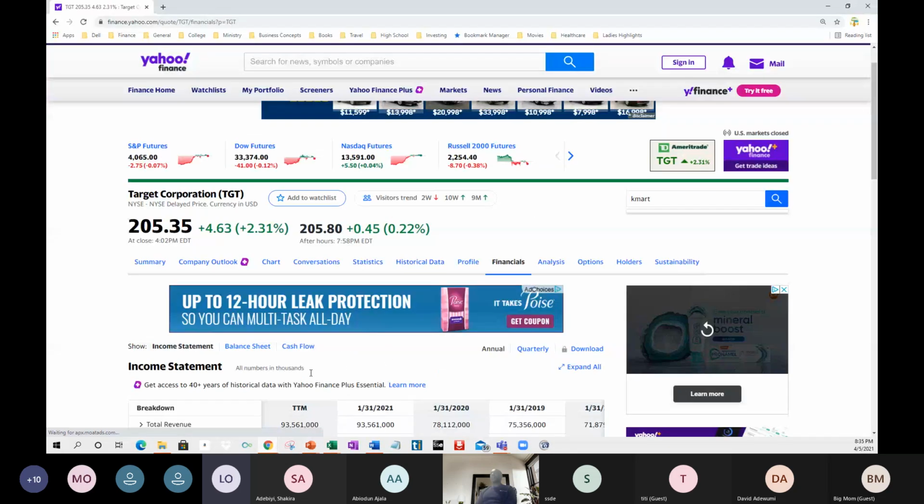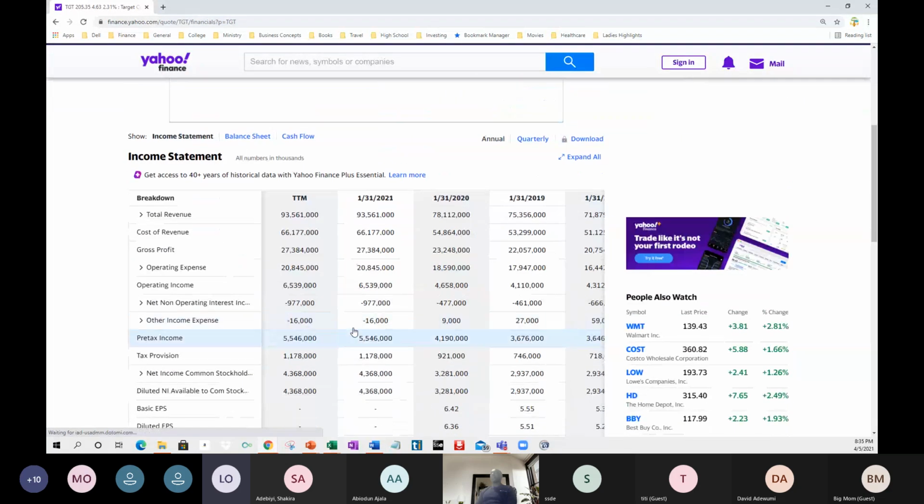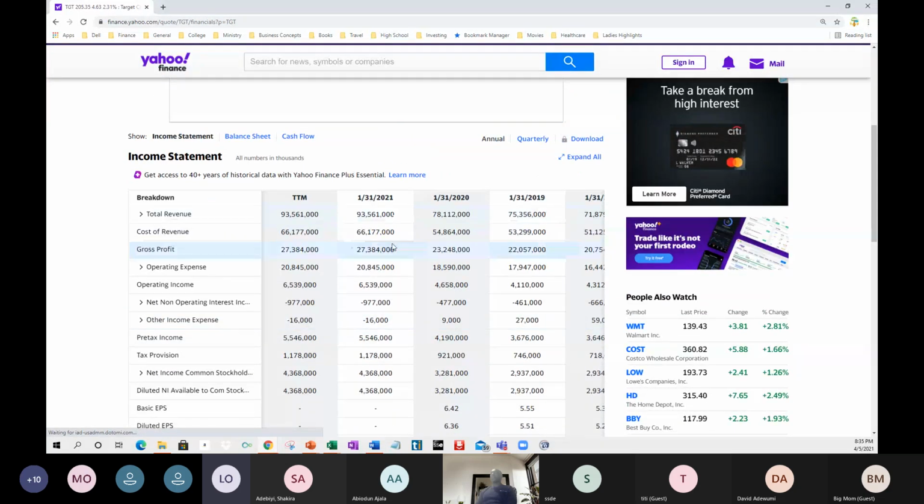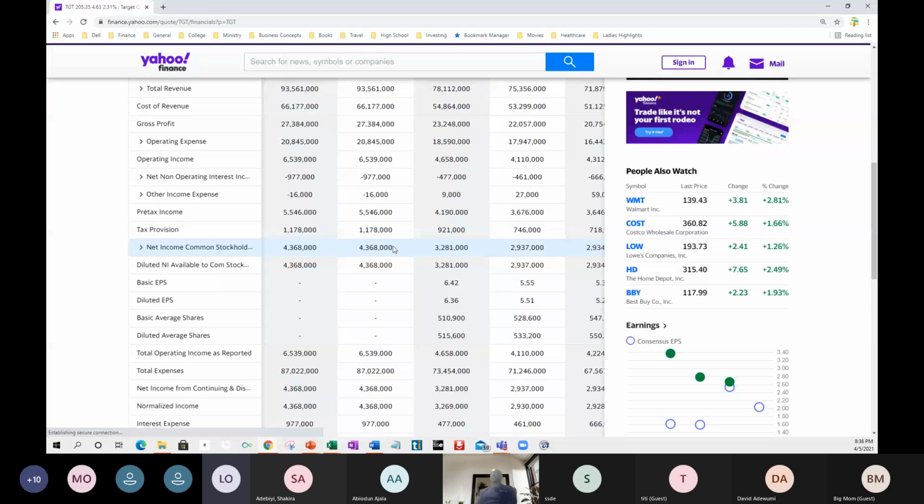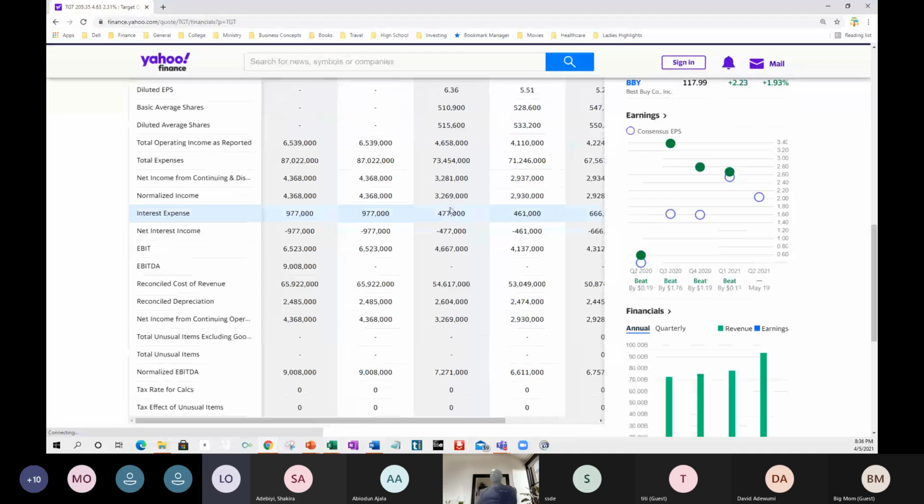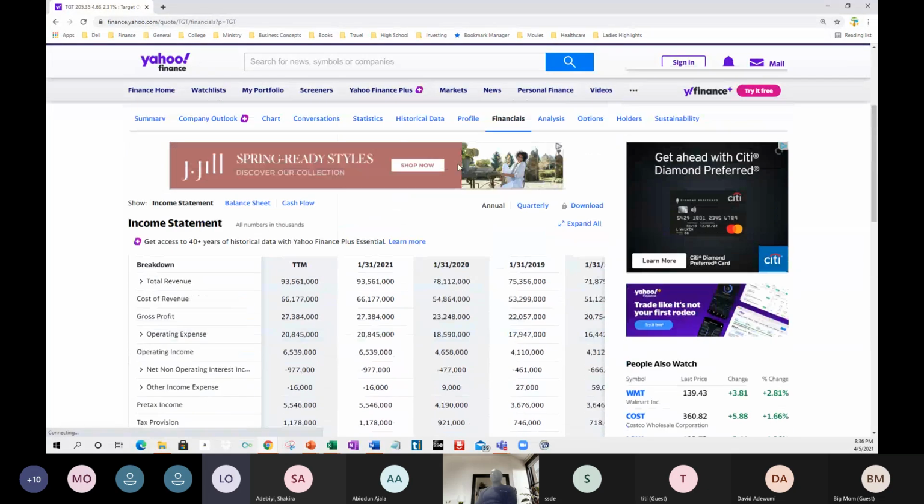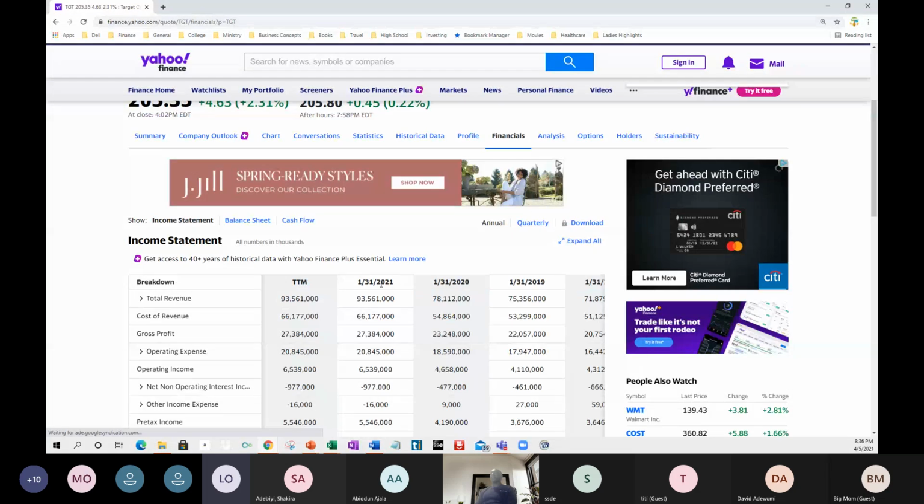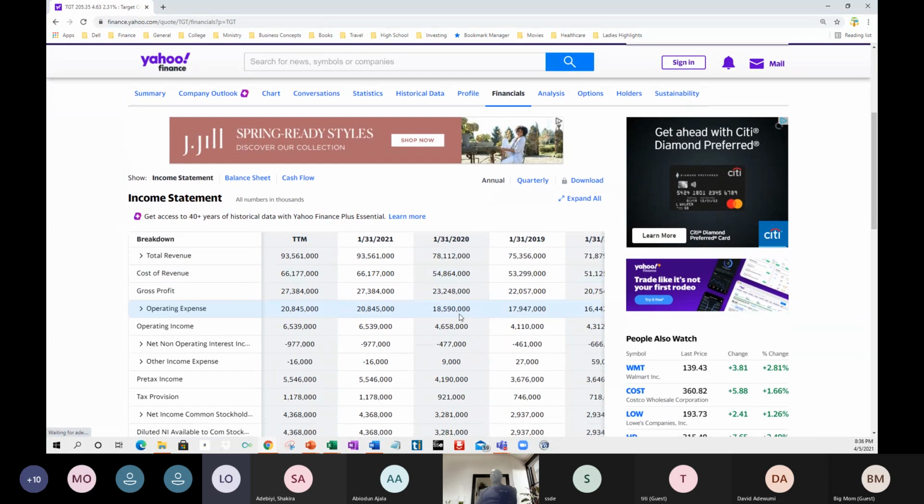So let's go and look at Walmart. I think I opened Target already, and that's fine. We can't look at 2021 because that's still an ongoing number. So let's look at 2020. I want to see one that has the full numbers. I'll just use this for now. It's end of January 2020.